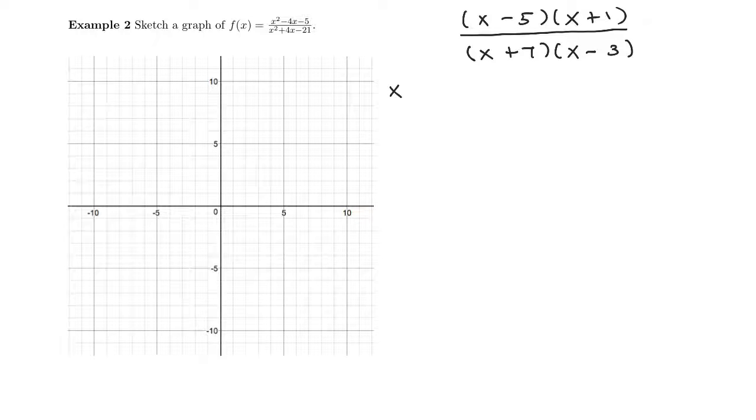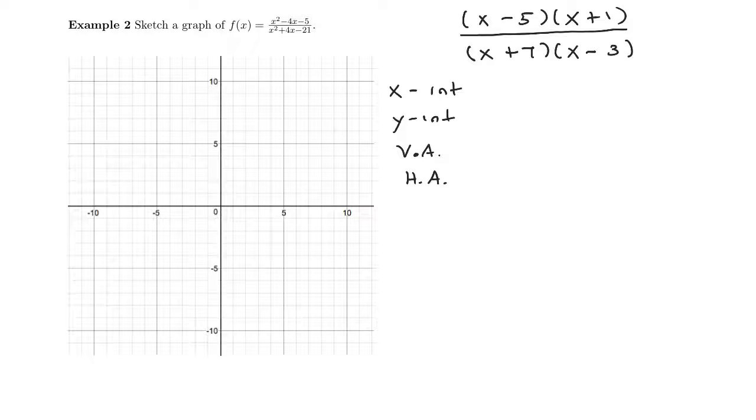And I'll list out a few things. So an x-intercept, y-intercept, vertical asymptote, horizontal asymptote, and then I'll see if this graph crosses over the horizontal asymptote. So we'll solve that too.